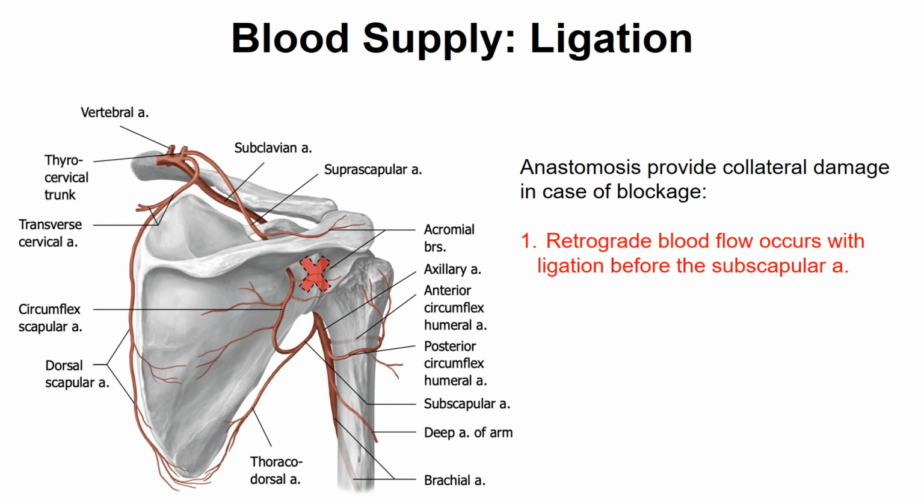If an injury or blockage of some sort were to occur there, because there are different routes, particularly the suprascapular artery and something like the scapular circumflex artery, you can actually get around that blockage with something called retrograde blood flow, so going backwards, to help supply the areas that have been blocked off.